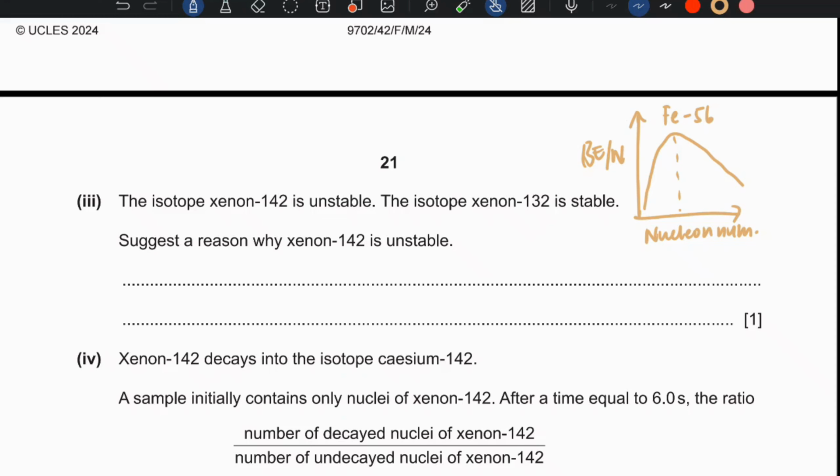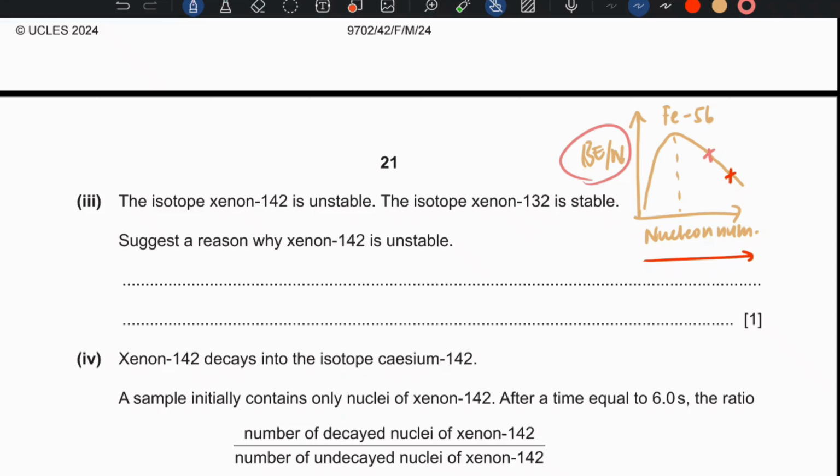So if we were to plot xenon-142 and 132 on the graph, what will we get? Xenon-142 is definitely somewhere here, because this is increasing nucleon number, right? So 142 is definitely greater than 132. So 132 will be somewhere here. Based on what we have plotted, we can deduce that xenon-132 has a greater binding energy per nucleon compared to xenon-142. So the greater your binding energy, the more stable you are.